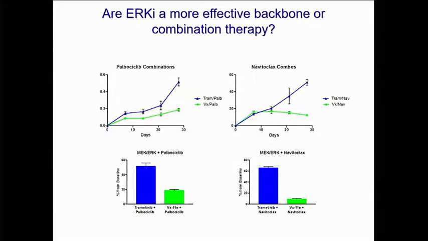And we see that replacing the MEK inhibitor with an ERK inhibitor gives perhaps more optimal suppression of cell number with palbociclib, a CDK4/6 inhibitor that's actively being investigated in combination with MEK inhibitors in KRAS mutant cancers, as well as navitoclax, which is the BCL-XL inhibitor that's part of our trial.